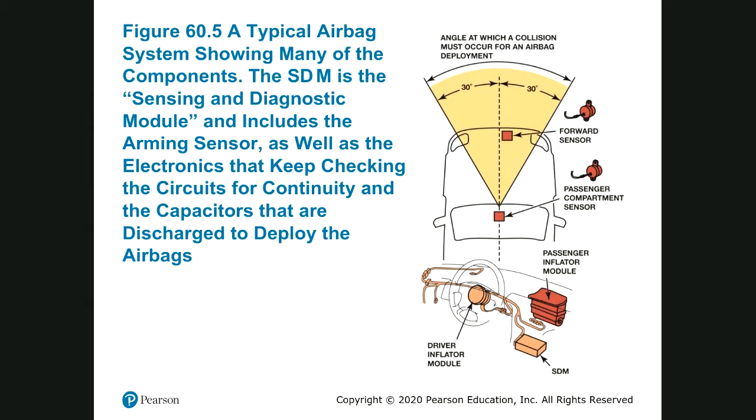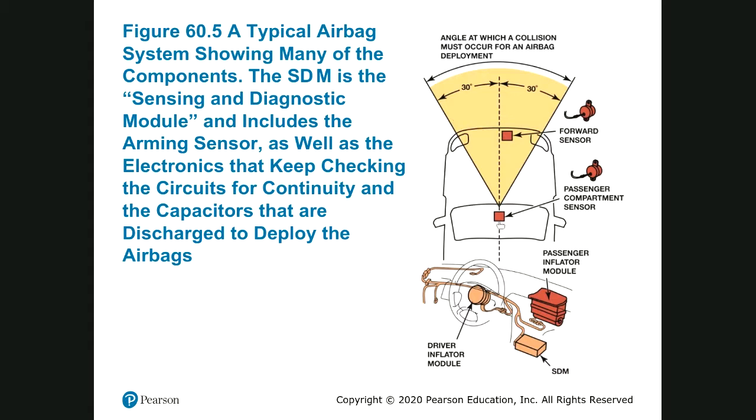So you can see your forward sensors in the front of the vehicle there. Your front sensor right here is your forward sensor. And again, 30 degrees from the center line of the vehicle is not very far, especially headlight to headlight. So if you're off center, it may not deploy.